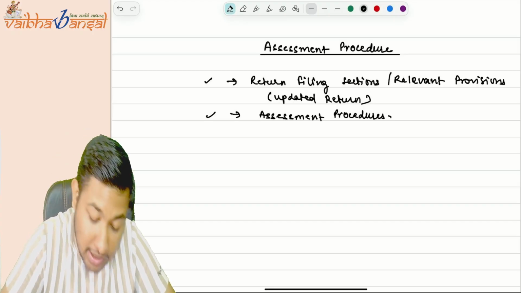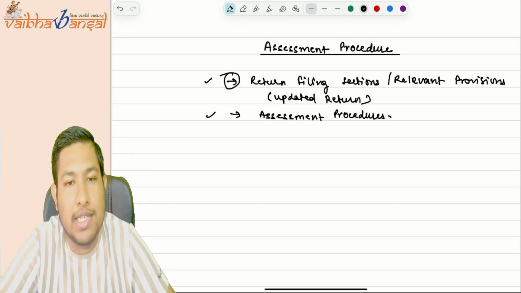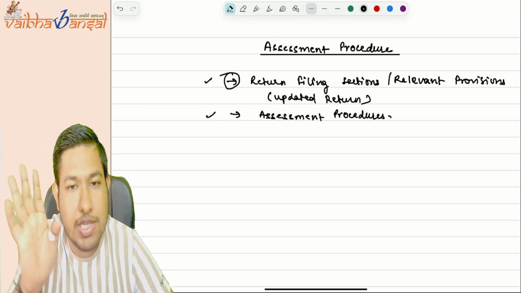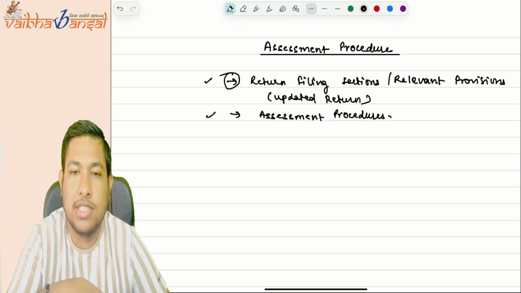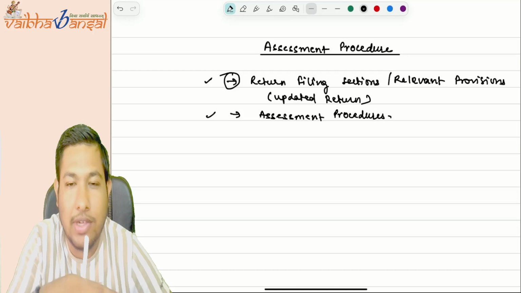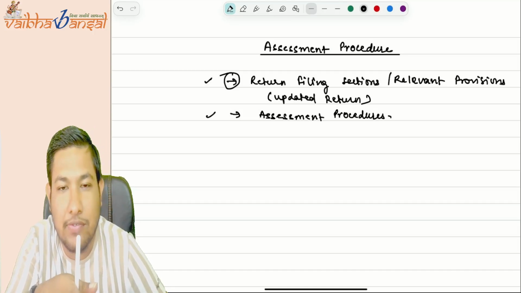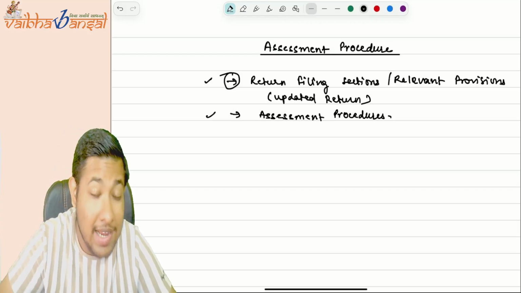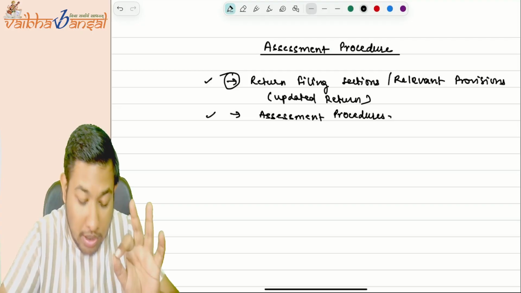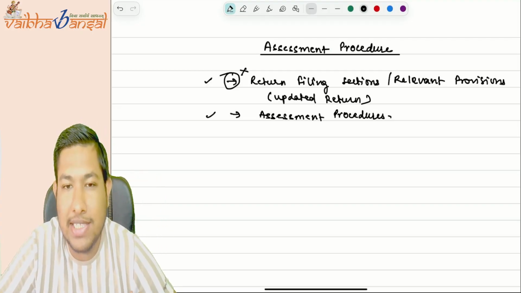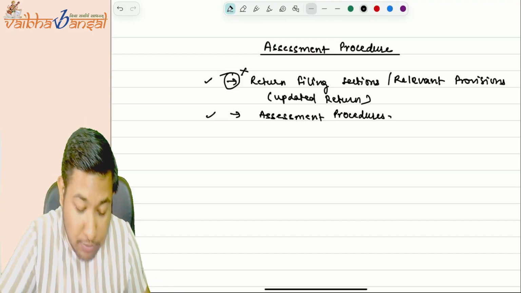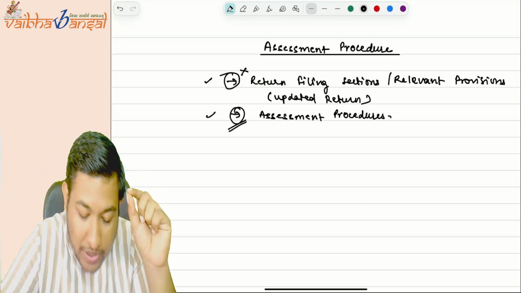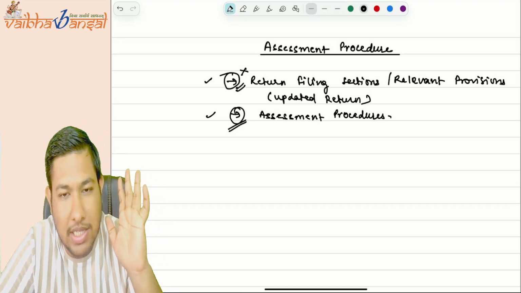This is very easy to understand. Everyone understands this part, and everyone has done the practical part of this as well. The return filing, ITR 1, 2, 3, 4, 5, belated return, defective return, normal return, everything you have already understood. So in the concept part, I am not taking up the concepts of return filing sections. I am only taking the concepts of assessment procedures. The questions we will see in the questions part.